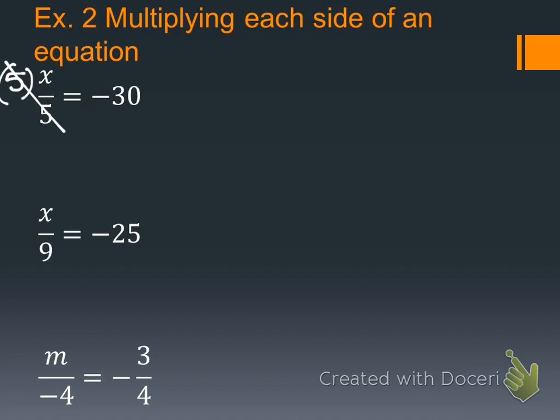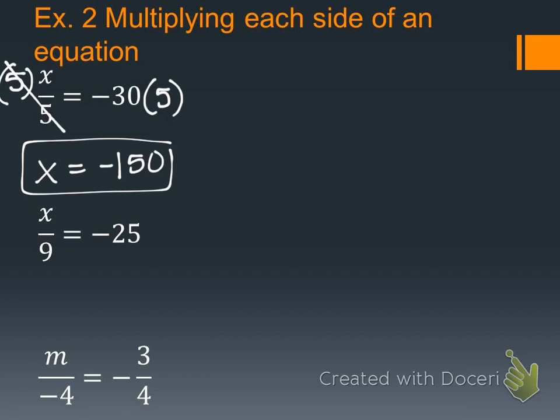What happens is that cancels out. It doesn't become 5x. Don't write that there. When you multiply, it cancels out. Then whatever I do to one side, I've got to do to the other. So I get x is equal to what? Negative 150.